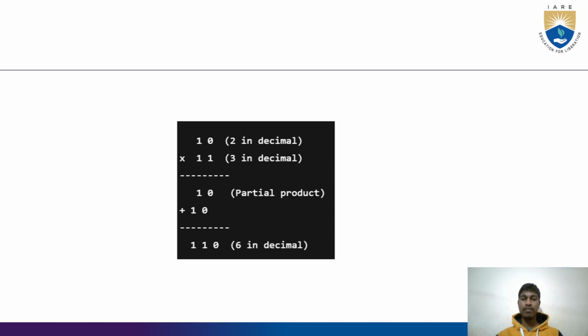So, as I said before, this is binary multiplication: 2 in decimal and 3 in decimal. You multiply 1 into 0, you get 0, and 1 into 1, both are true, so you get the product 1. In the same way, you multiply 1 with 0, both are not the same, so you get the product as 0. And both are 1s, so you get 1, and the whole product you get is 110.